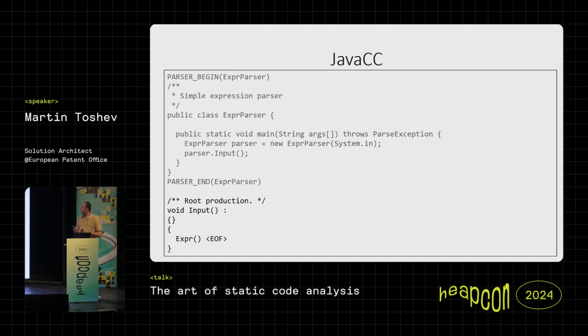Here is how a grammar in JavaCC looks. We have a preprocessor, which says parser begin. We define a class with the main method that initializes the parser. When we say parser input, that is the root rule in the grammar that allows us to start the generation of the parser. And after this preprocessor, we define the grammar rules. We define that our input is some kind of an expression, and so on and so forth.